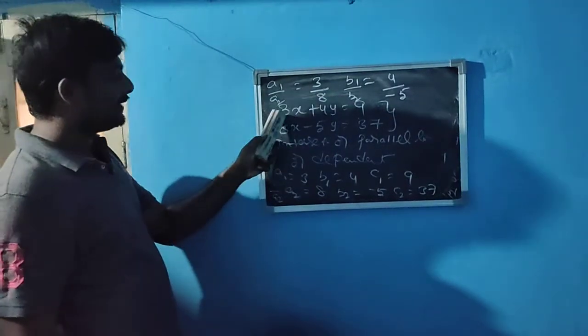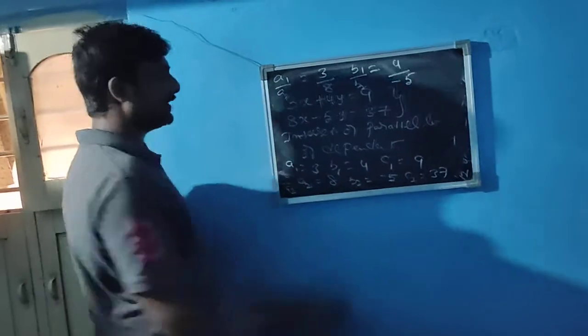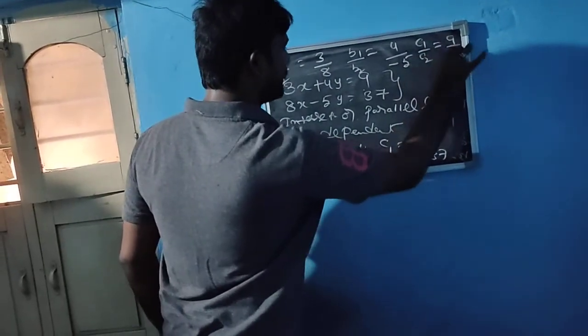So a1 by a2 is 3 by 8, b1 by b2 what? 4 by minus 5. And c1 by c2 value, c1 value 9 by 37 total.